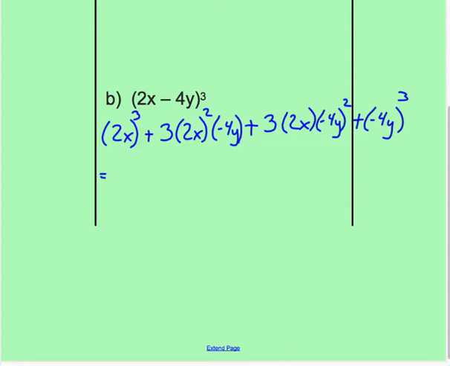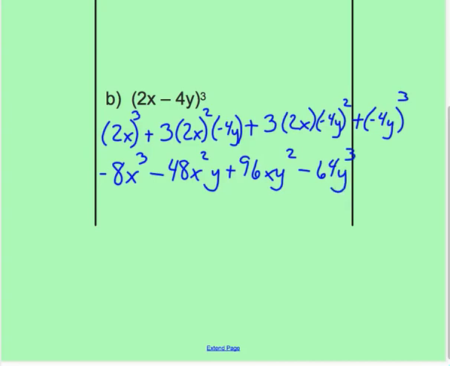So simplifying this all out, we get 8x cubed minus, of course the whole thing has to disappear because we'll have that negative 4y. So we've got 2 squared is 4, times 4 is 16, times 3 is 48, x squared y, plus, because when we have that negative 4 squared, it's positive 16, times 2 is 32, times 3 is 96, xy squared, minus 4 cubed is 64, y cubed.